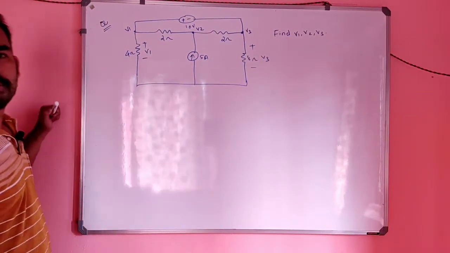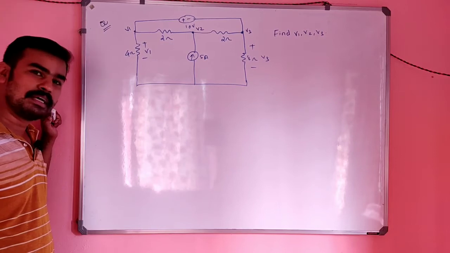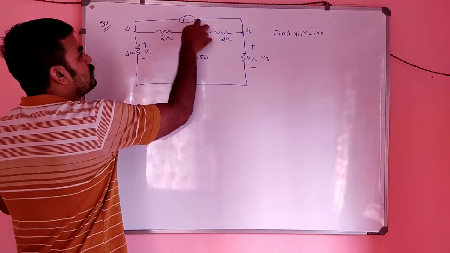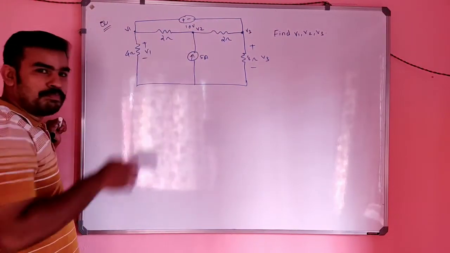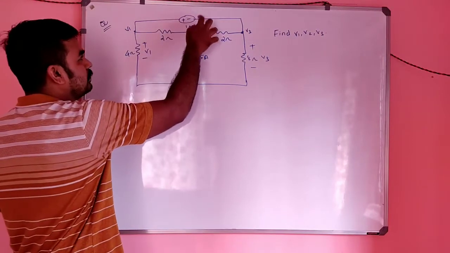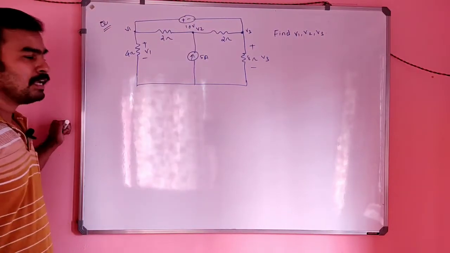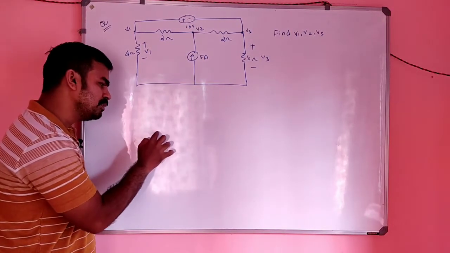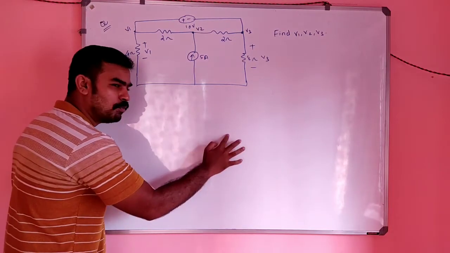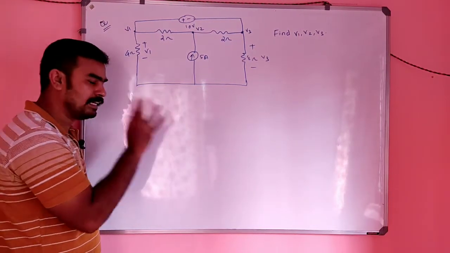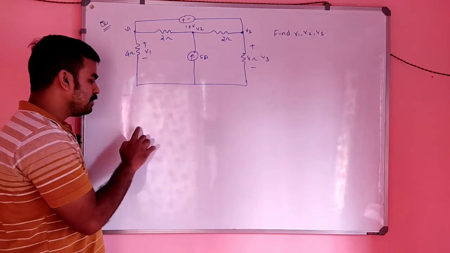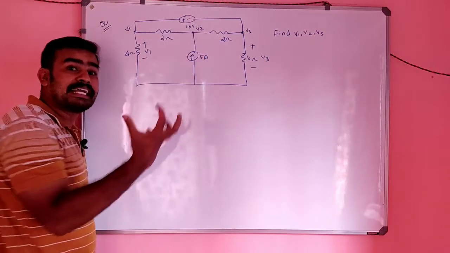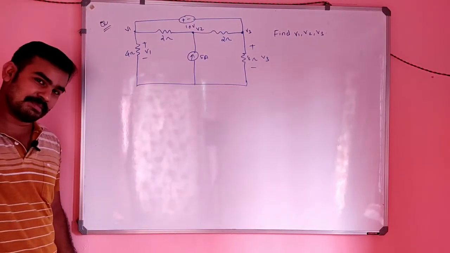And here also you can apply the super node concept, right? Where can we apply it? Here, V1, 10 and V3 form a super node, no? The super node need not always be between V1 and V2, or between V2 and V3. If there is a voltage source in between V1 and V3, that is also acceptable as a super node. That is a very important concept.